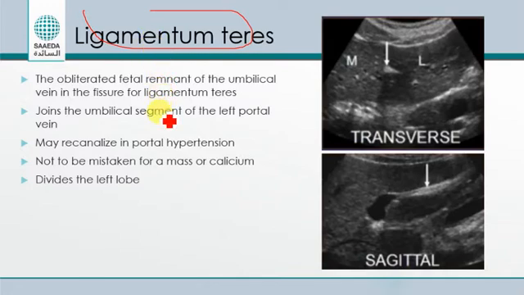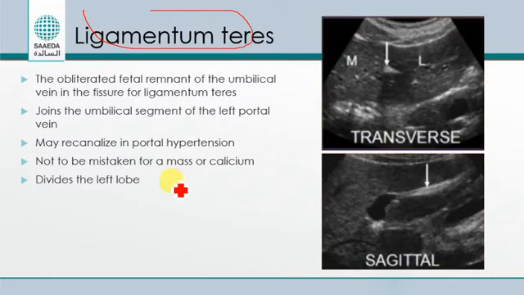It just represents the obliterated fetal remnant of the umbilical vein. In the fissure of the ligamentum teres, there is the umbilical vein going to the left branch of the portal vein in the fetus. When the baby is born, there is no need for this vein. It gets obliterated and becomes the ligamentum teres. It may recanalize in portal hypertension. So it's not always closed.